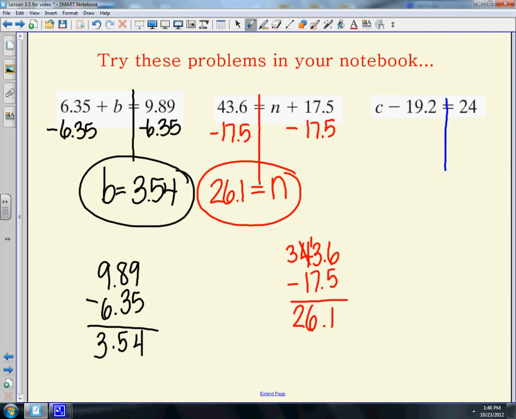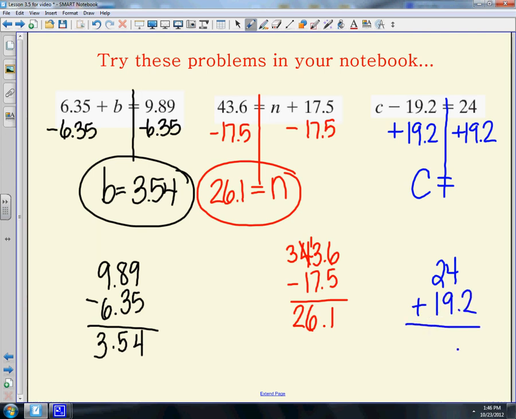And this last one, I'm going to add 19.2 to both sides. So c equals 24 plus 19.2. I have my 0.2. 9 plus 4 is 13. 2 plus 2 is 4. So it's 43.2. All right, that is it for your notes.